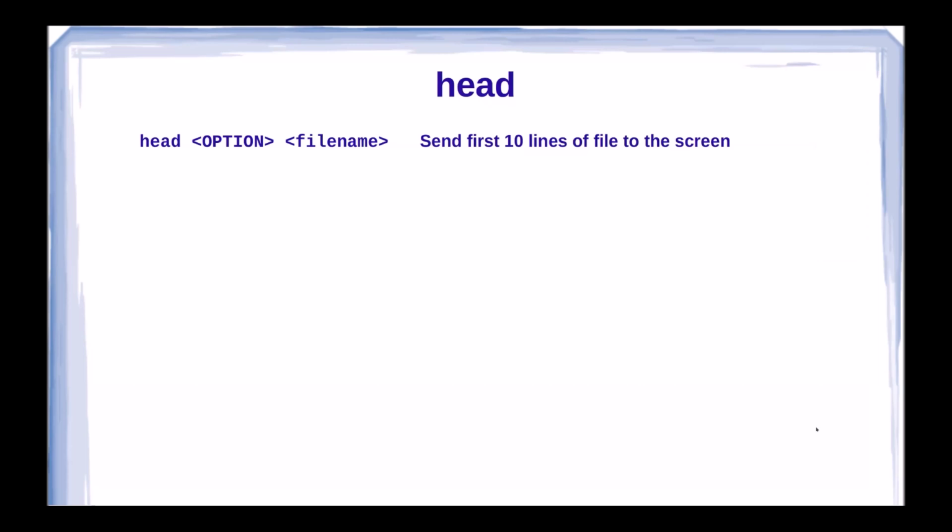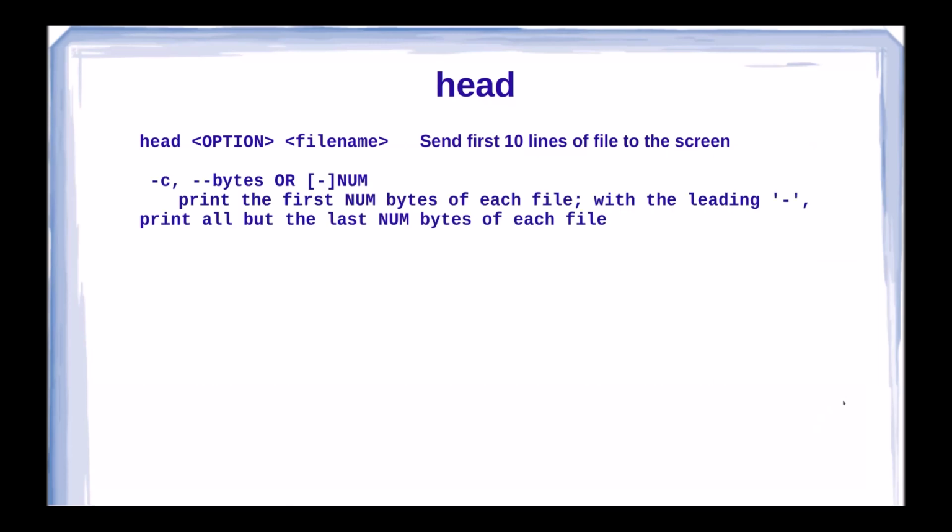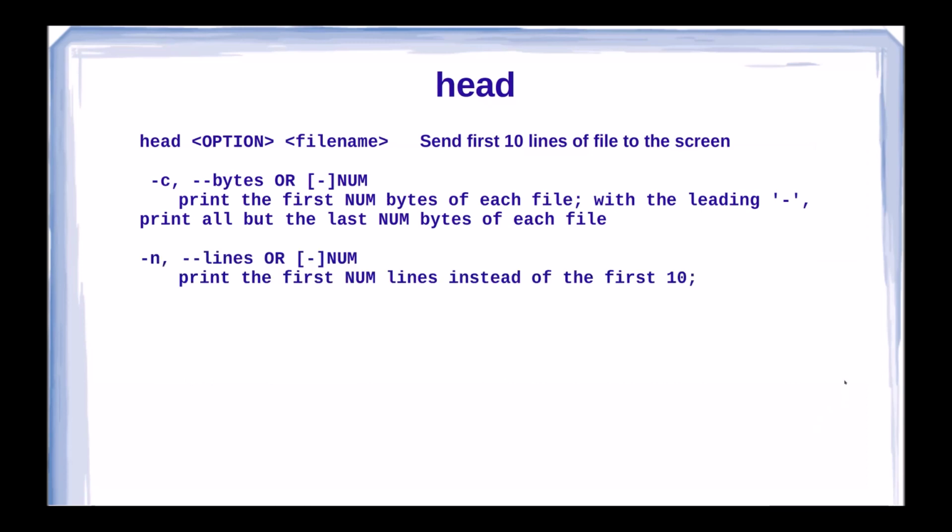So if you want to look at the first 10 lines of a file, you type head and then the file name. This gets real complicated. -c prints the first number of bytes of each file instead of lines, and with a minus it prints everything except the last number of bytes. That's way more than you need to know. If I wanted to see 20 lines of a file called file.text, let's say head space -20 space file.text, I get 20 instead of 10, which is good because that's more of a full screen.